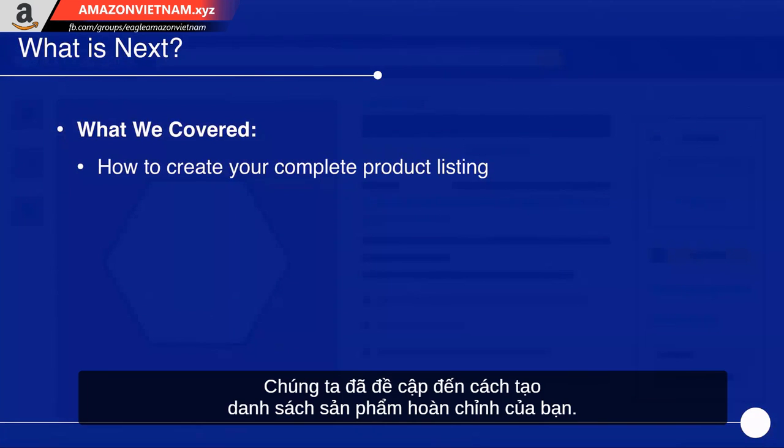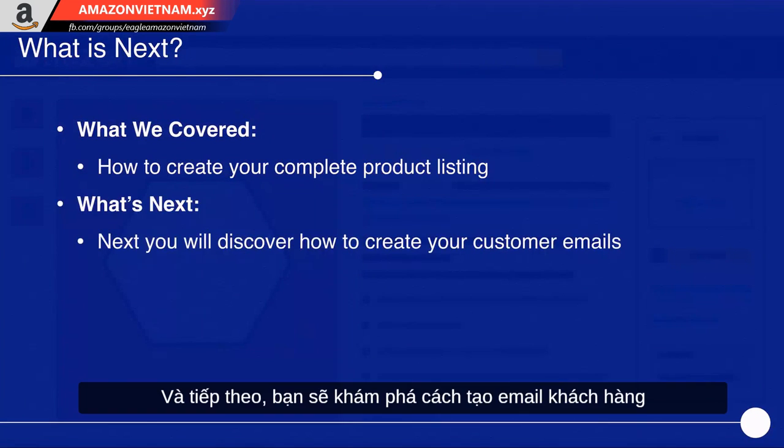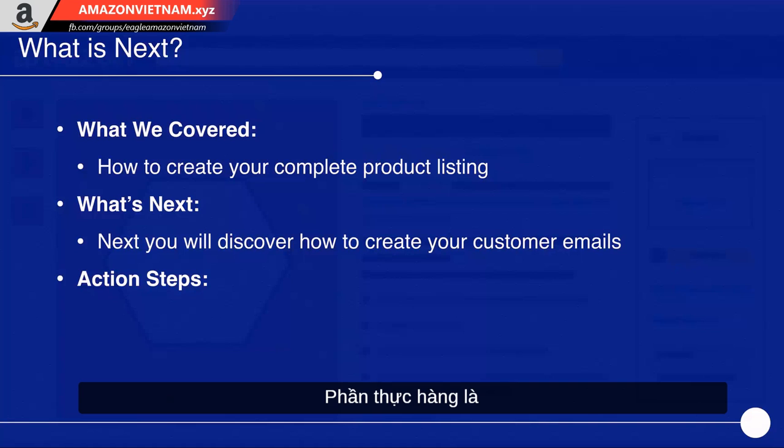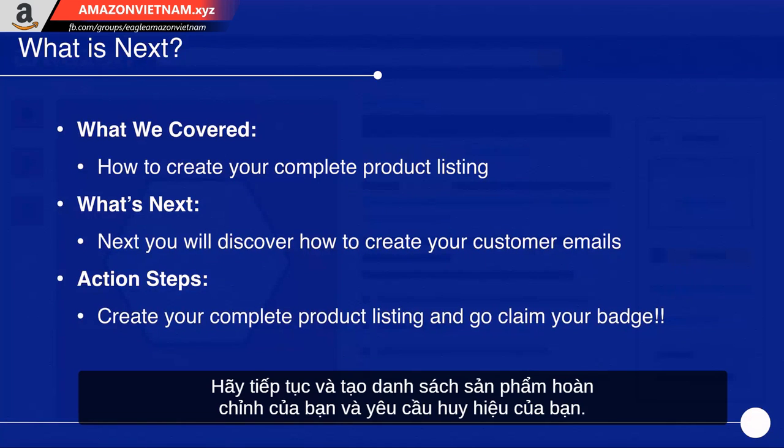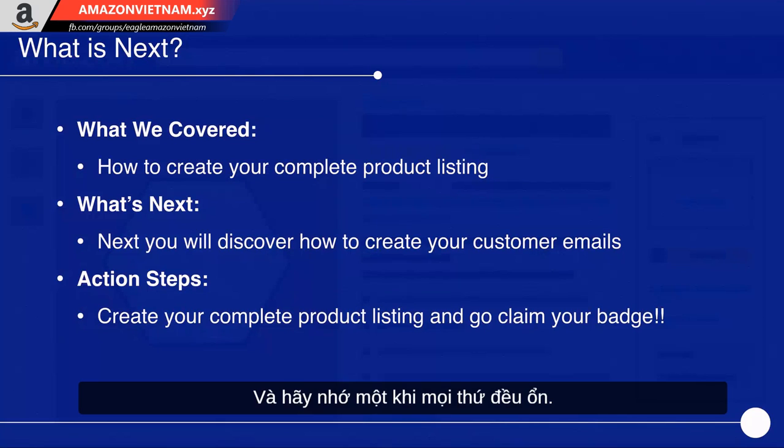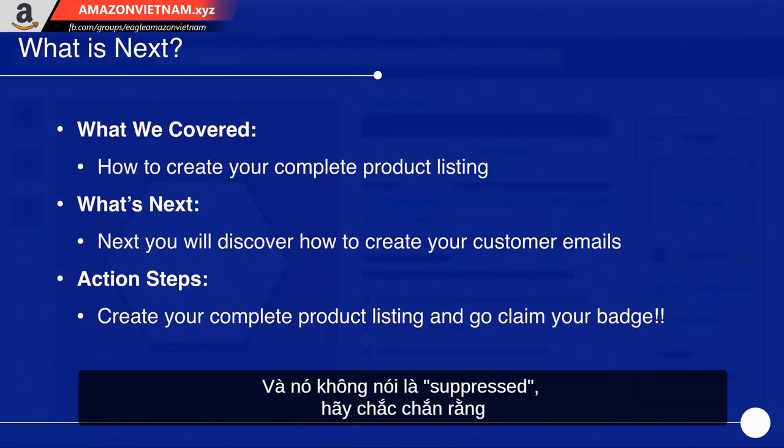So we covered how to create your complete product listing. And next you will discover how to create your customer emails. Your action steps: go ahead and create your complete product listing and go claim your badge. And remember, once everything's okay and it's not saying suppressed, make sure you close the listing.